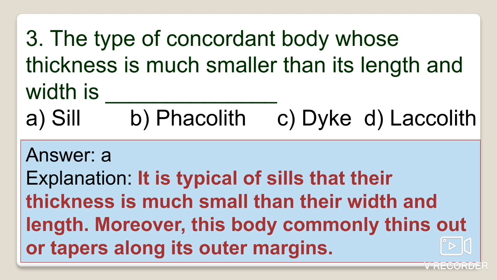So depending upon the attitude of the parent rock in which they are being intruded, they can be inclined, horizontal or vertical also, and they vary in thickness from a few centimeters up to several hundreds of meters, but they are always thin as compared to their length. So that is given in the question.